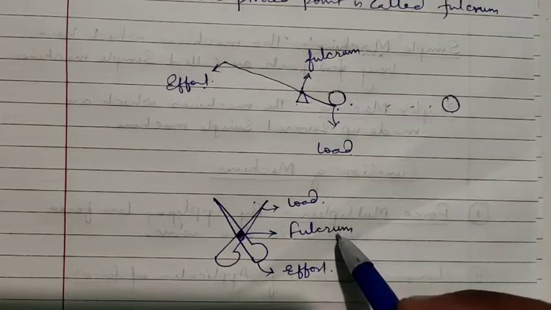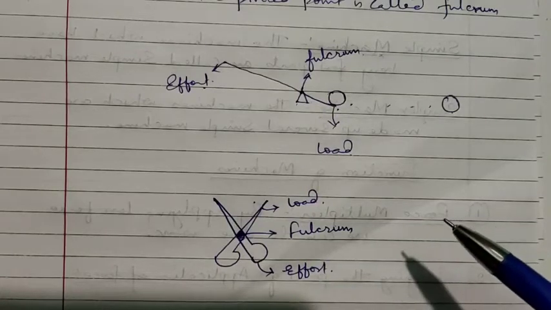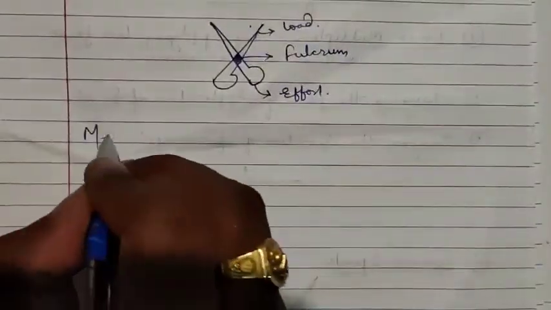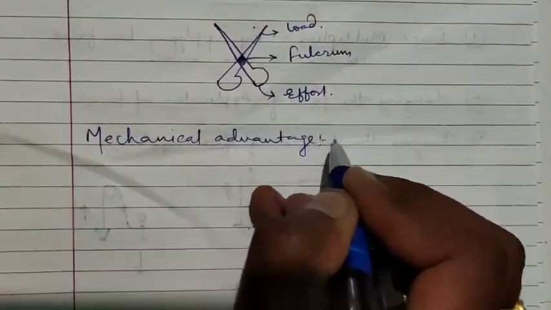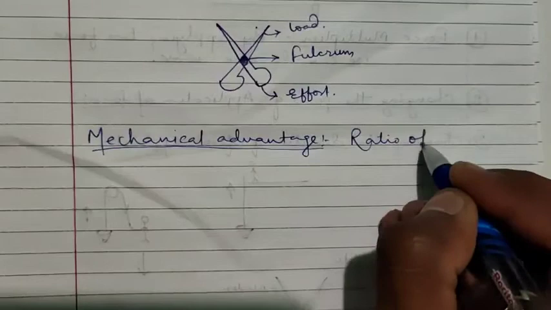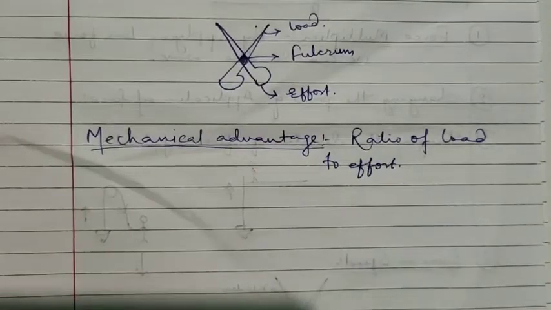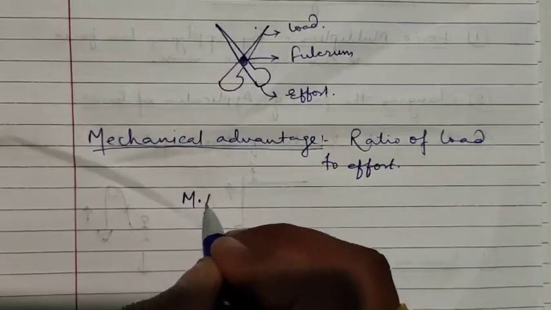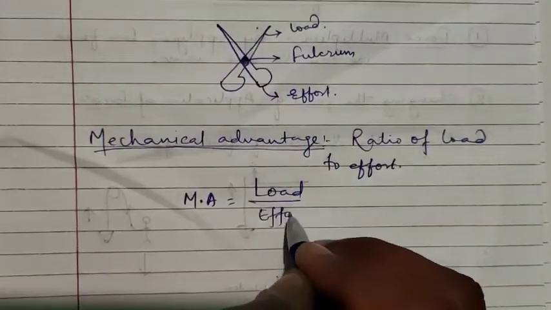These three terms we have to memorize, and according to these three terms we are going to understand another topic, and the next topic will be mechanical advantage. We can define mechanical advantage as the ratio of load to effort. There is a formula for calculating mechanical advantage, that is load by effort.